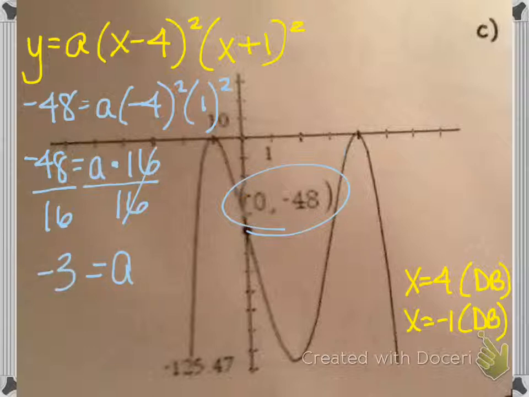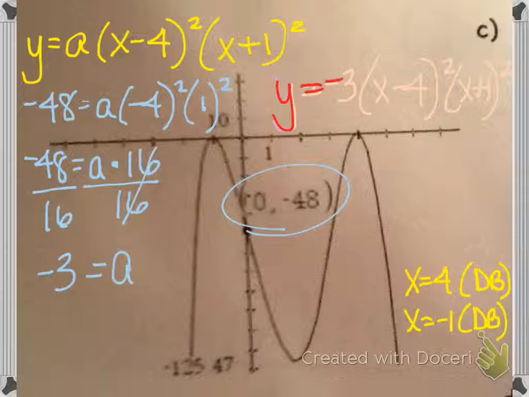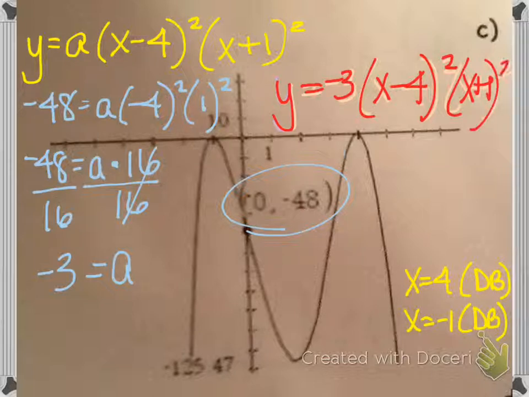So for your final answer, you go back and you write in the equation y equals negative 3 times (x minus 4) squared times (x plus 1) squared. That's probably really hard to read. Let's see if I can make it better. That doesn't look any better. How about red? Y equals negative 3 times (x minus 4) squared and (x plus 1) squared.